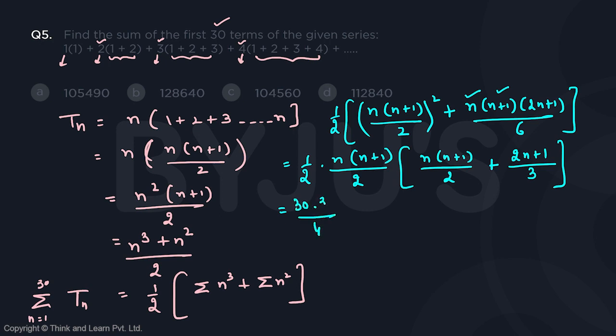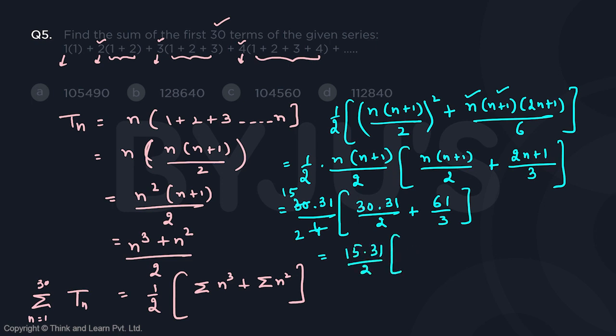Numerator is 30 into 31. Inside I have 30 into 31 divided by 2 plus 30 into 2, 60, 60 plus 1, 61 divided by 3. So it is 2 2s are 4, 2 15s are 30. So what do I have now? It is 15 into 31 divided by 2, and inside I have 15 into 31. What is 15 into 31? It is 15 3s are 45 and 15 4s are 60, so 465, plus 61 divided by 3.